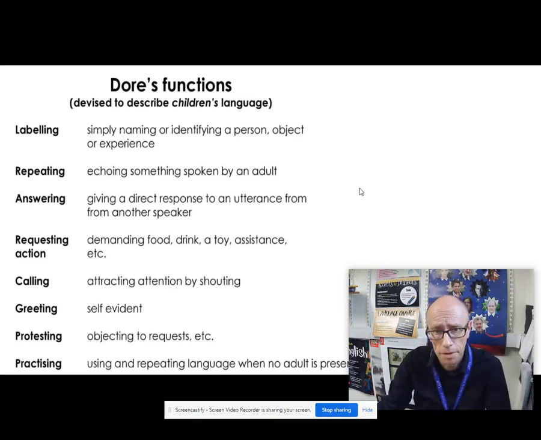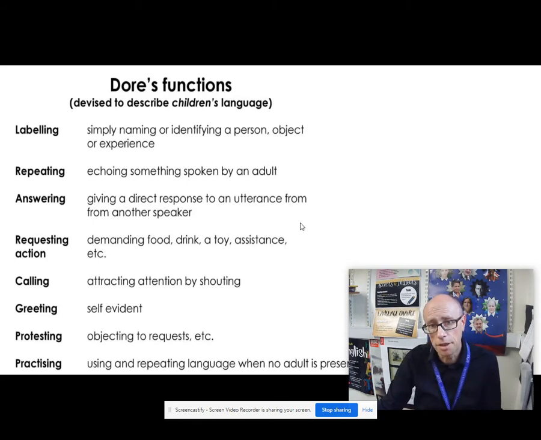We have labeling, so simply naming or identifying a person, object, or experience, which is maybe something that a lot of adults do when they're talking with children, and maybe children do, in order to mirror the adult's language. So labeling, repeating, echoing something spoken by an adult. If you're a behaviorist and you think that children ostensibly learn language through copying and imitating, and presumably in their language you're going to see evidence of that in lots of repeating.